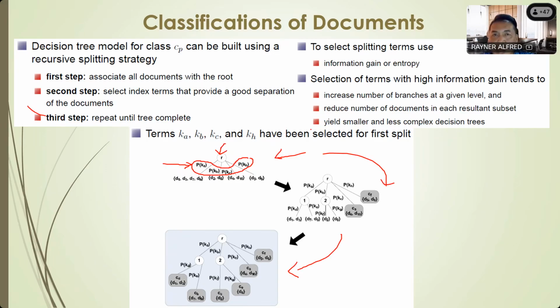Any questions? Before we go into the formula, how do we actually split the documents into a few subgroups? If you are okay, can you type number 8?